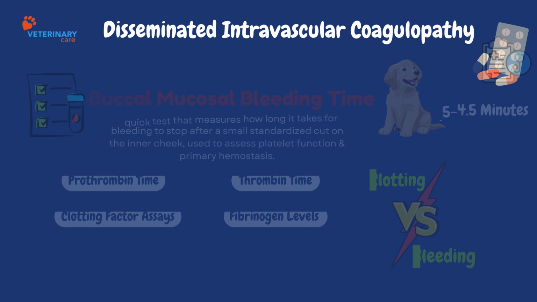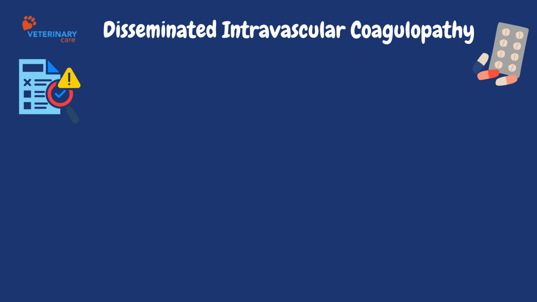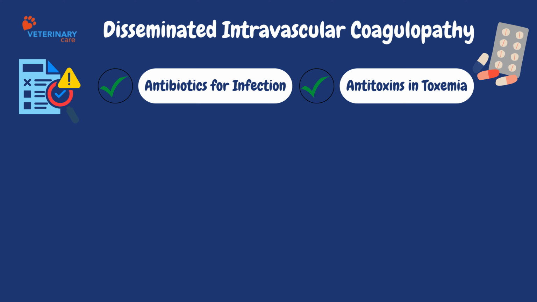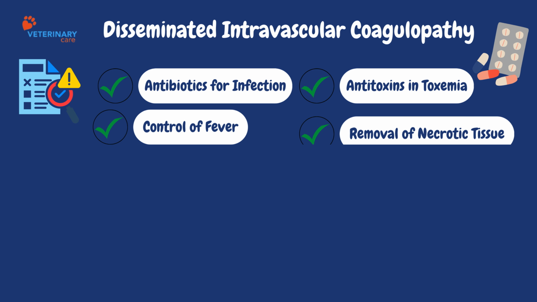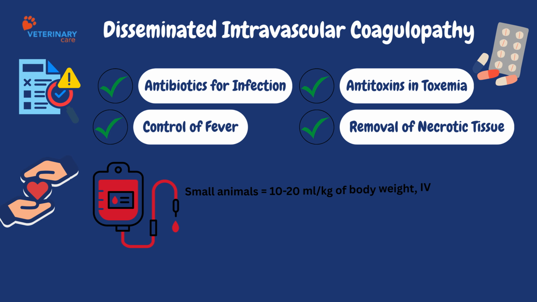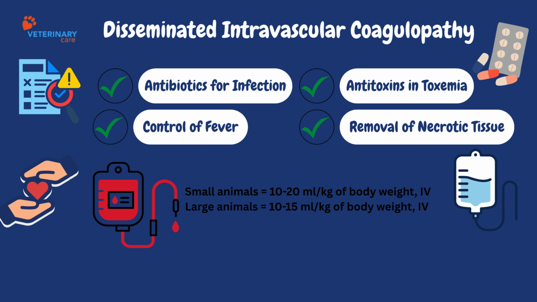Treatment focuses first on correcting the underlying cause, such as antibiotics for infection, antitoxins in toxemia, control of fever, or removal of necrotic tissue. Supportive therapy is essential. In bleeding cases, whole blood transfusion is preferred. Fluid therapy with normal saline or Ringer's solution is used to maintain circulation.